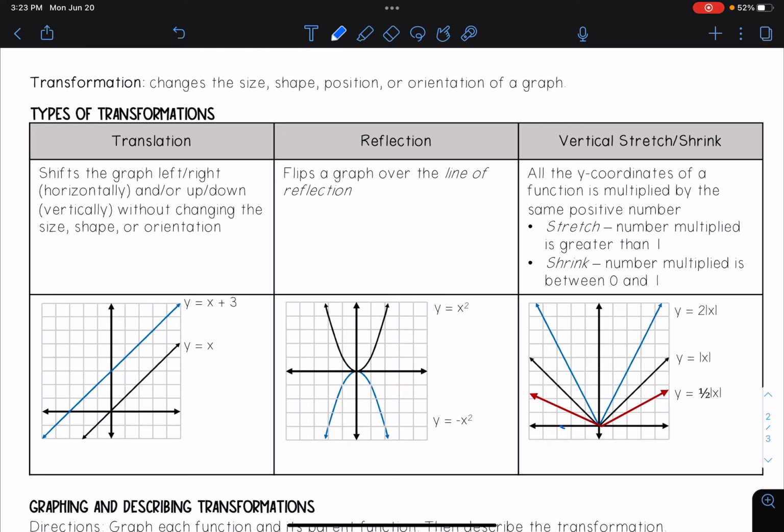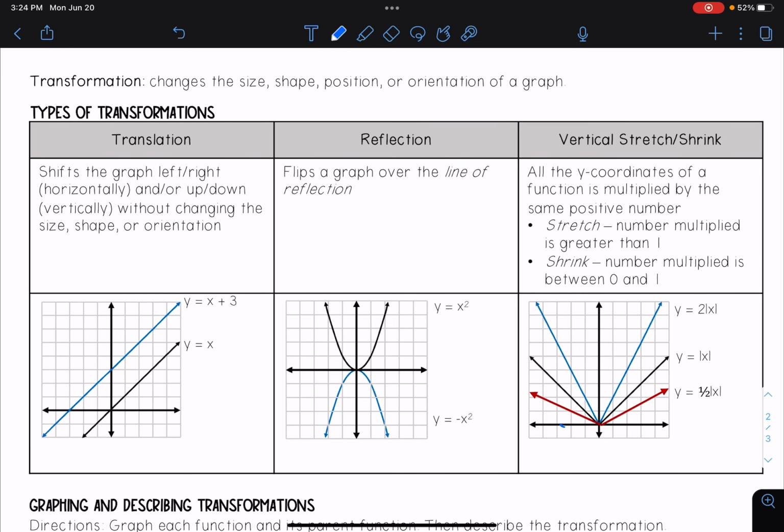The first one is a translation, and that shifts the graph left or right, in other words, horizontally, or up or down, in other words, vertically, without changing the size, shape, or orientation. So we're strictly just taking that parent function and moving it right, left, up, or down. For example, we see here my parent function is y equals x, and for y equals x plus 3, all I did was move the line up 1, 2, 3.